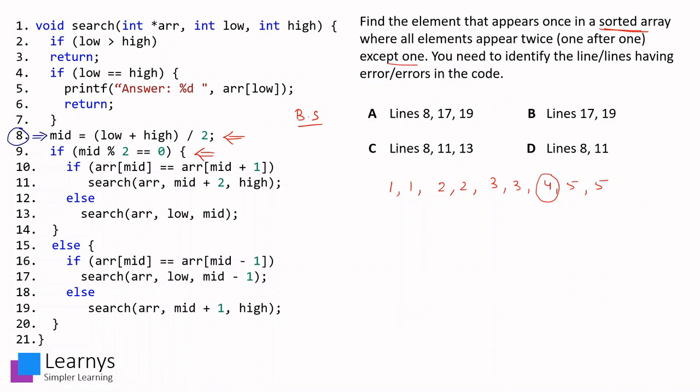If it is an even value, then they are comparing arr of mid to the just next value. And if your mid is odd, they are comparing arr of mid with arr of mid minus 1. That is the element just before it. Now let us understand why this is happening.